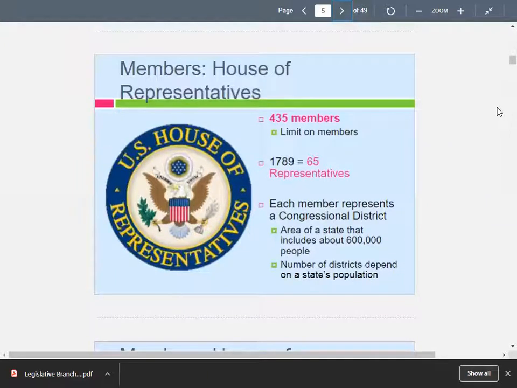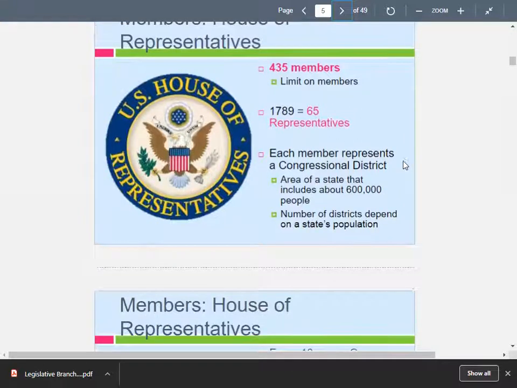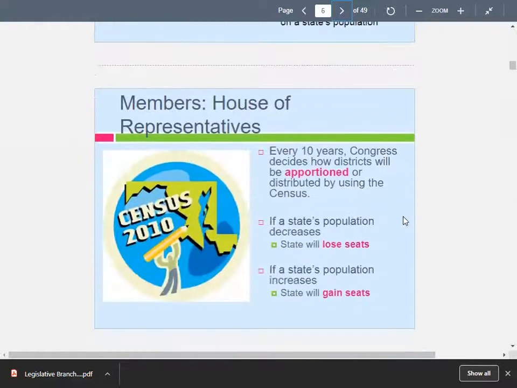The House of Representatives has 435 members. There is a limit on the members because it's all based on population. In 1789, there were only 65 representatives because there weren't that many states. Each member represents a congressional district, which is an area of the state that includes about 600,000 people. The number of districts depends on the state's population, so they have to divide it.